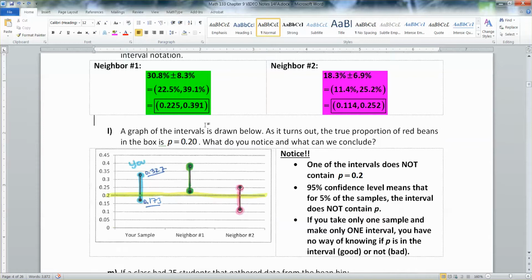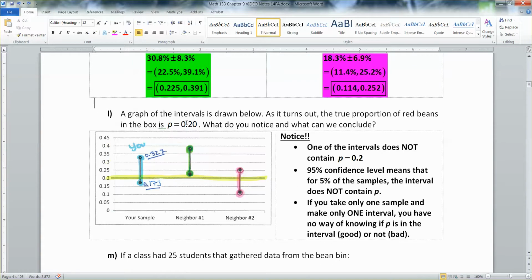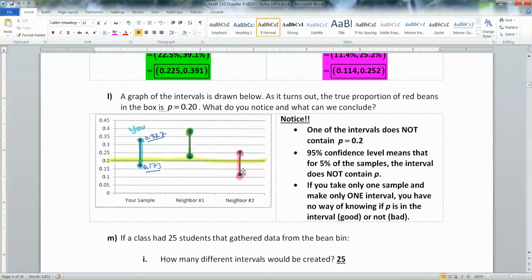So now I have a graph drawn here that shows the intervals. And let's pretend for some reason I think that the p-value is 0.2. The true proportion, and I highlighted it right there in yellow, is 0.2. What do you notice and what can you conclude? So if you look, there's the original interval we made. That was 17.3 to 32.7. Then there's the green interval, which is 22.5 to 39.1. And then the next neighbor was 11.4% to 25.2%, so 0.114 to 0.252.